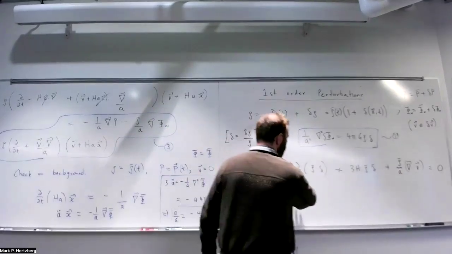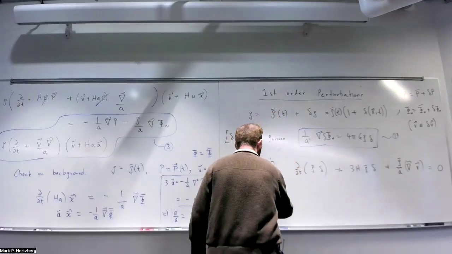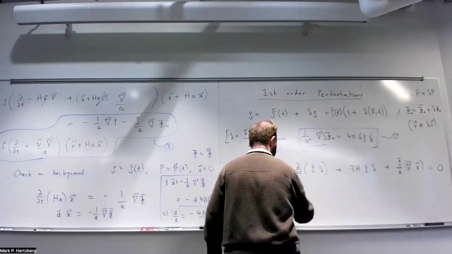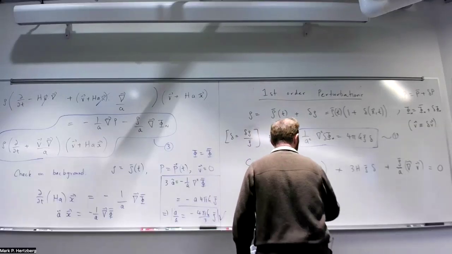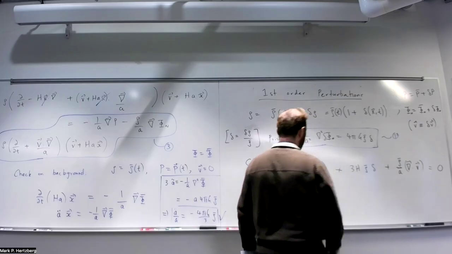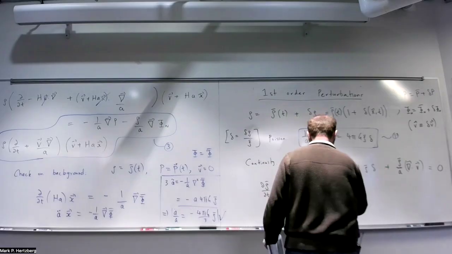Okay, now I want to do a little bit of simplification here. I can take a time derivative of rho bar times delta, rho bar, well, the time derivative of delta, or delta dot, it doesn't matter. And then I just rewrite the rest.